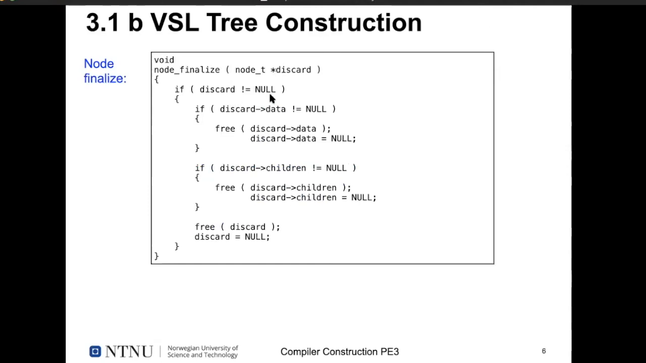It checks if this is not equal to 0. If its data is not equal to 0, then finalize cleans up. So it frees the memory that this existing node's data was pointing to, because we allocated this initially when we constructed the node with node initialize. And then we also do it for all of the children here. And then we free the node to discard itself, set this to 0, and then we have finalized it.